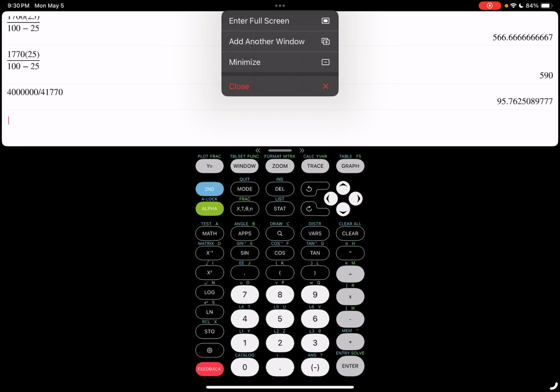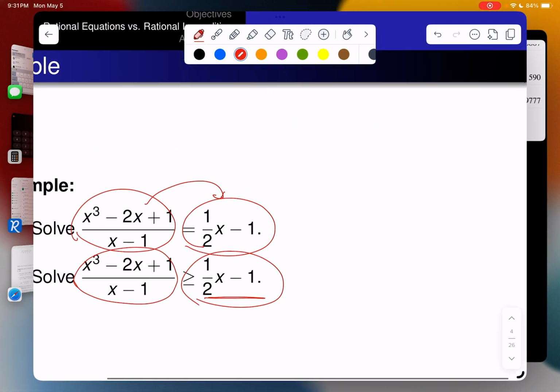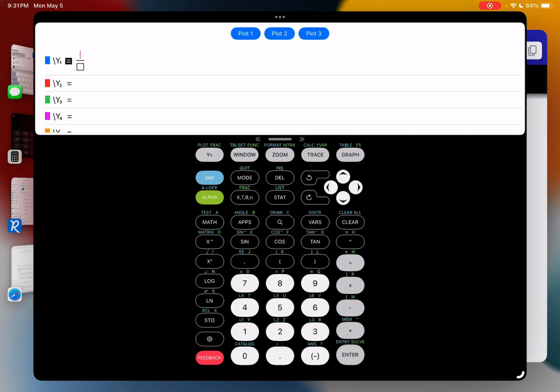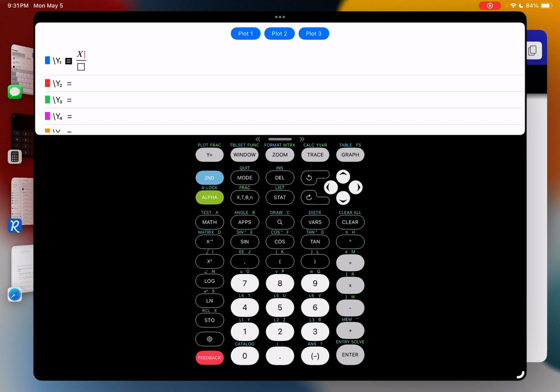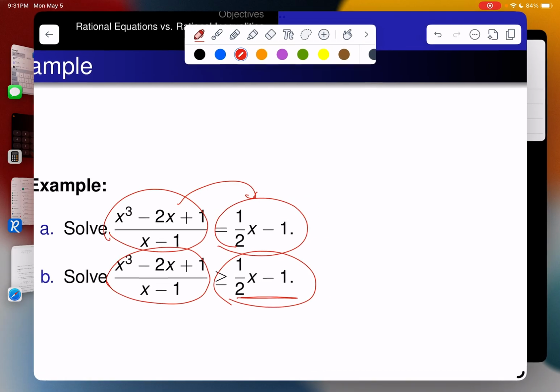Let's split the screen, add another window. Here we go. I'm going to add this one. So I'm going to type those equations in. I'm going to go to y equals, first one, alpha x. We've got x to the third minus 2x, and then I think it's plus 1. Yep. And then over x minus 1.